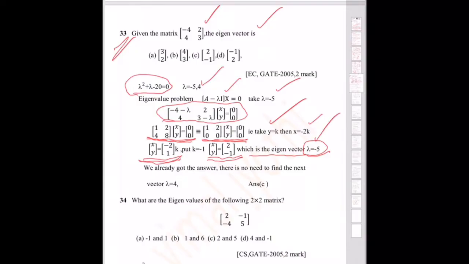The eigenvector corresponding to lambda equal to minus 5 is (2, minus 1). We already got the answer, so there is no need to find the eigenvector corresponding to lambda equal to 4. That is, the answer is C. (2, minus 1) is the eigenvector corresponding to lambda equal to minus 5.